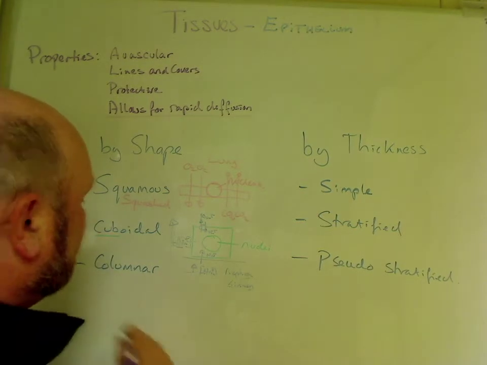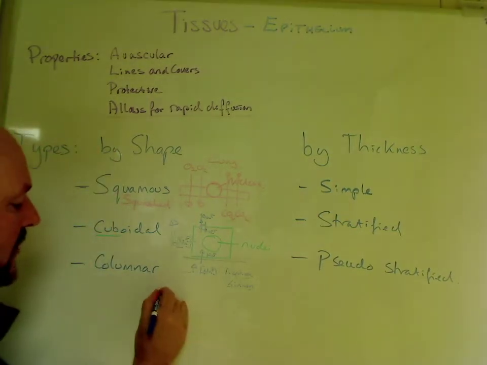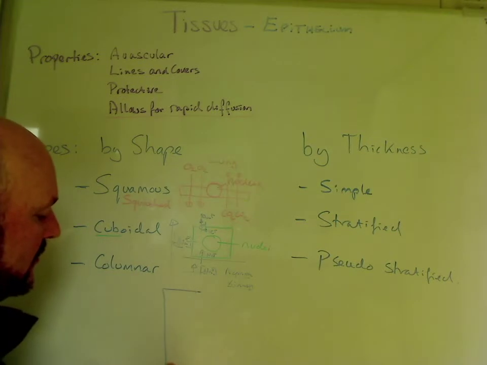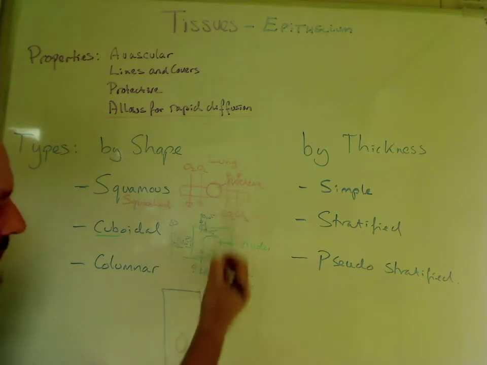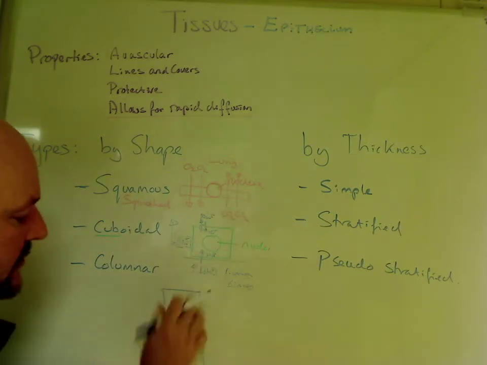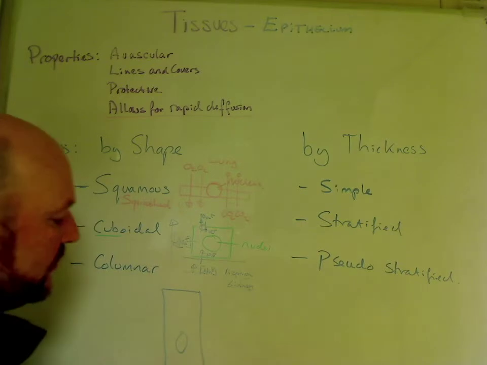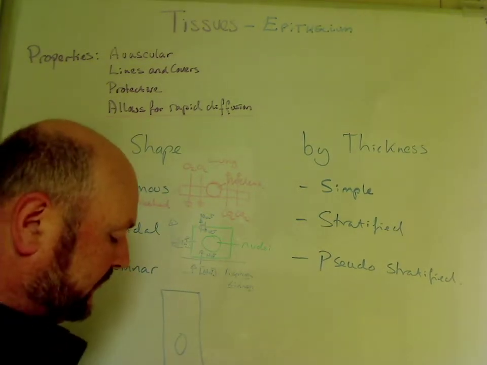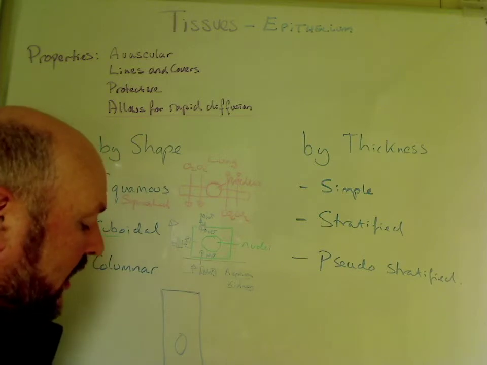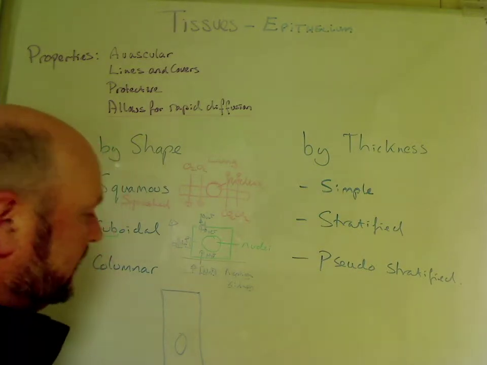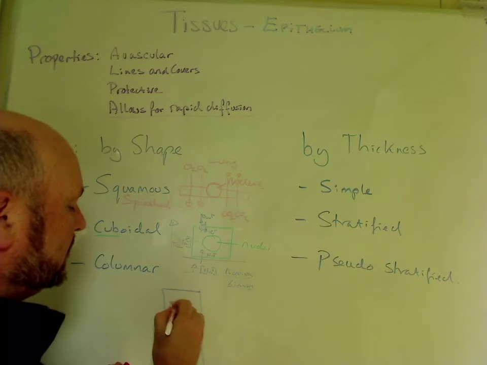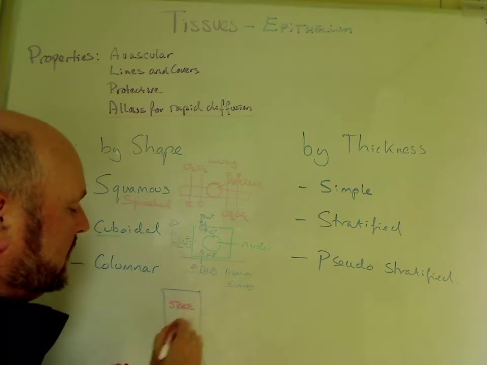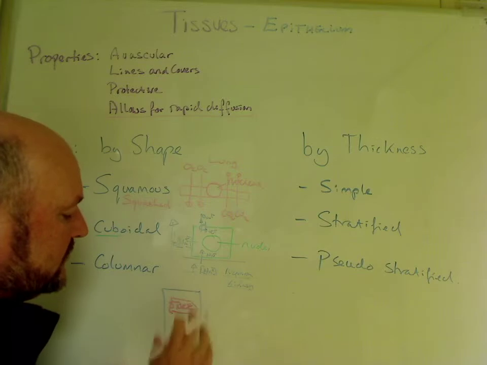So now we have the columnar. Now the columnar are very tall, with a lot of distance between the top and the bottom area of the columnar. Again, in a simple layer, it still allows passage of things to go through it. However, it can store things inside it. It's big enough to store stuff.